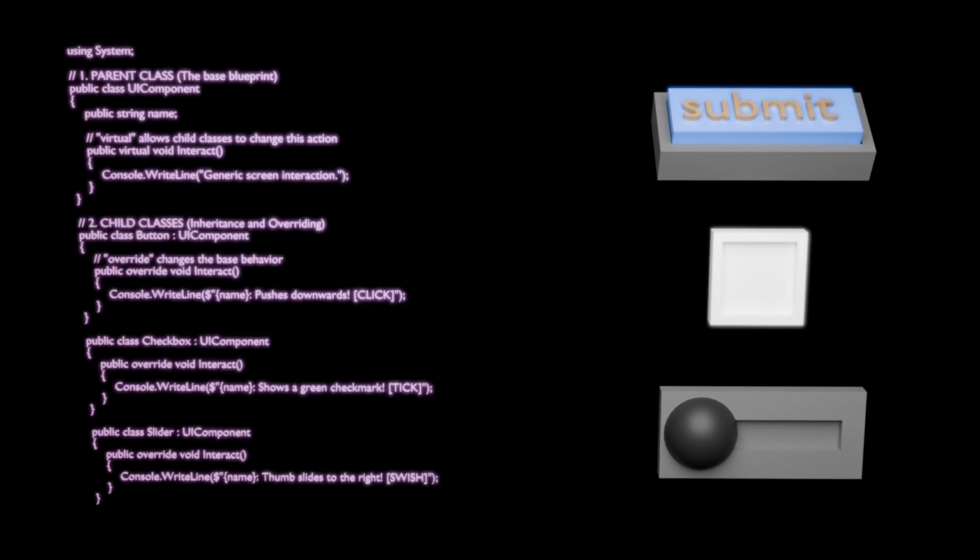It's like saying this is the base action, but I give permission to different objects to do it in their own way. Now we create our three specific classes: button, checkbox, and slider. They all inherit from the mother class, but they use a new keyword, override. It means override. The button says I use override to say that when they call me, I push down. The checkbox uses override to say I make a checkmark appear. Each has its own internal intelligence.